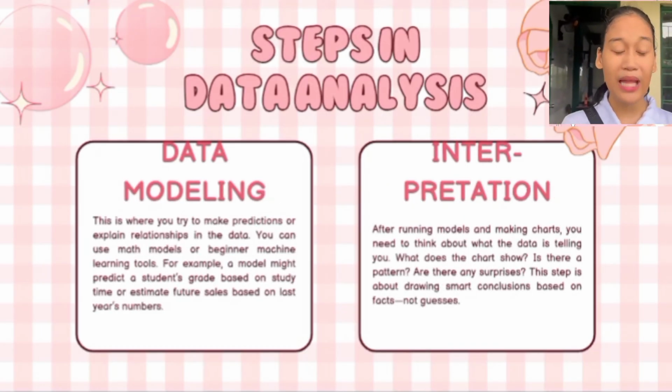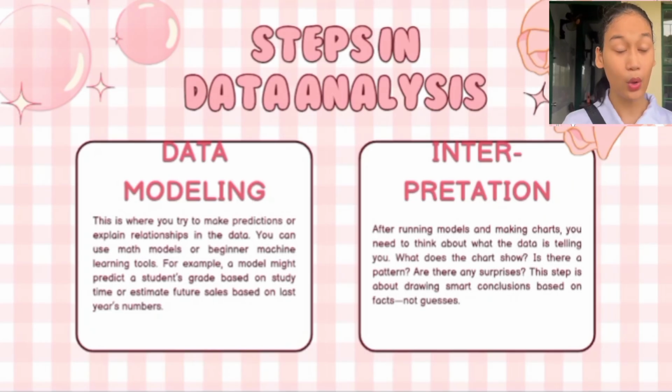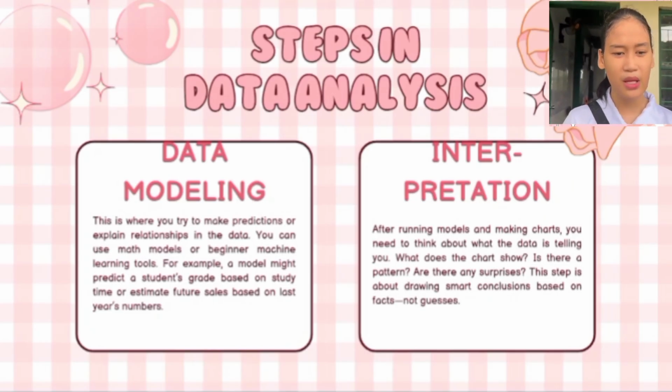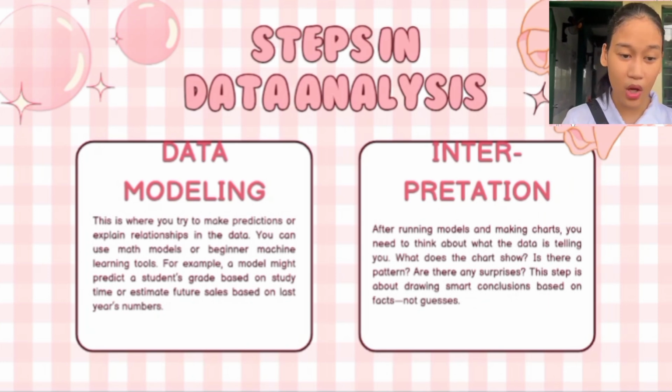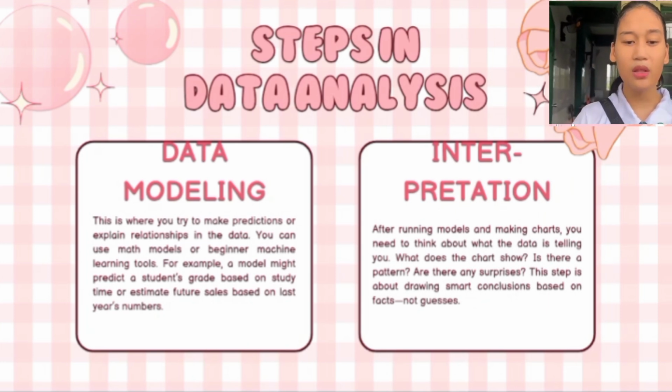Another type of data analysis is data modeling. This is where you try to make predictions or explain relationships in the data. You can use math models or beginner machine learning tools. For example, a model might predict a student's grade based on study time, or estimate future sales based on last year's numbers.